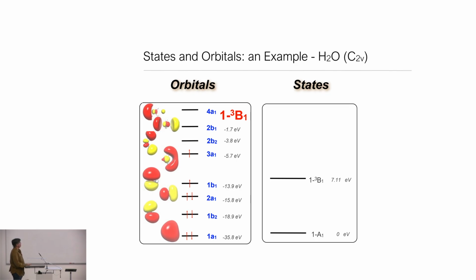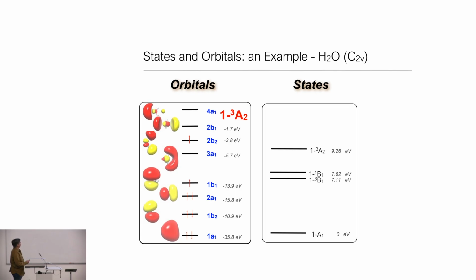And so that gives you the 1 triplet B1 state, and it's at 7.11 electron volt. And notice how that is not the orbital energy difference between these orbitals, right? And the next state that you meet is the corresponding singlet state, where you flip the spin of that electron, and that happens to be higher in energy, 7.62 electron volt. And that's quite typical: for a given excitation, at least in a closed shell system, there's always a pair of singlet and triplet states, and the triplet state is always lower in energy than the corresponding singlet state.